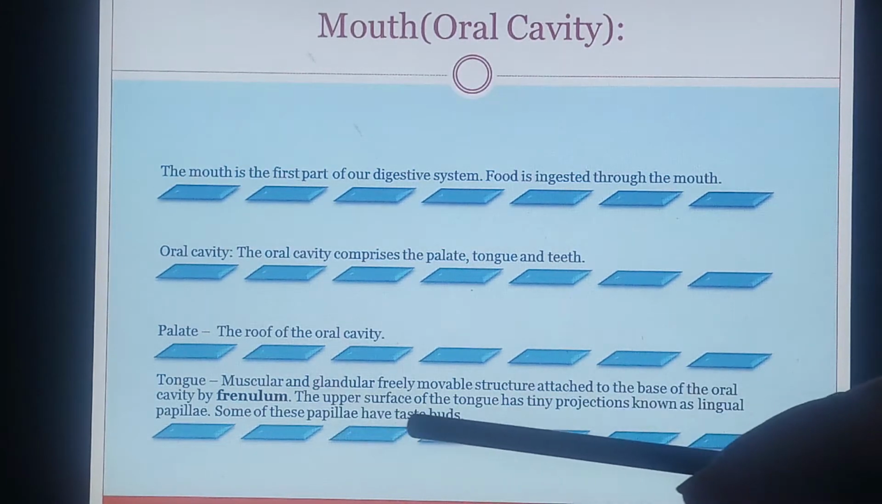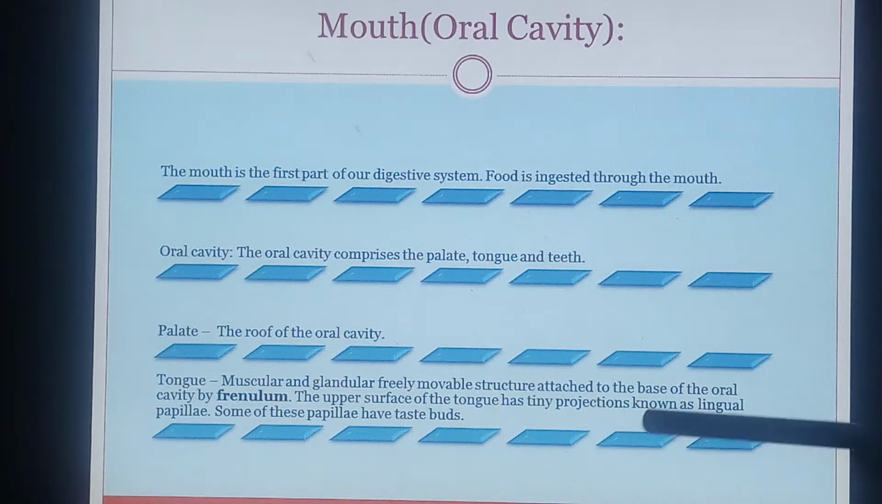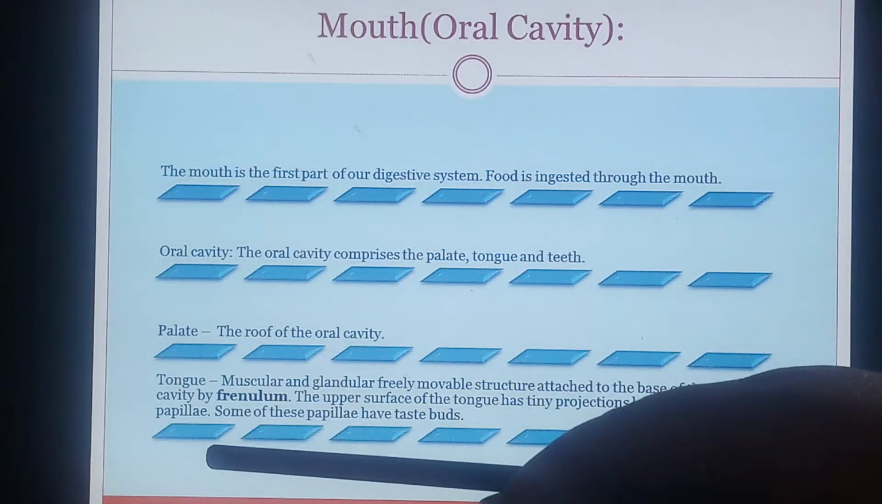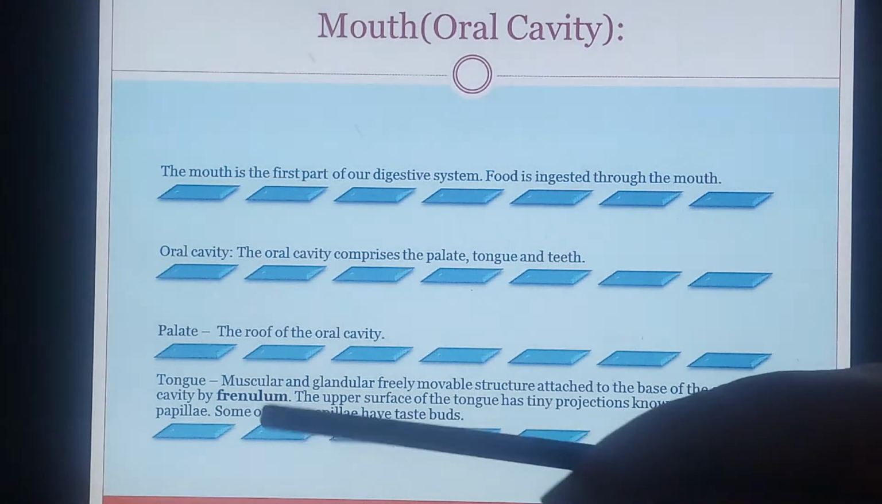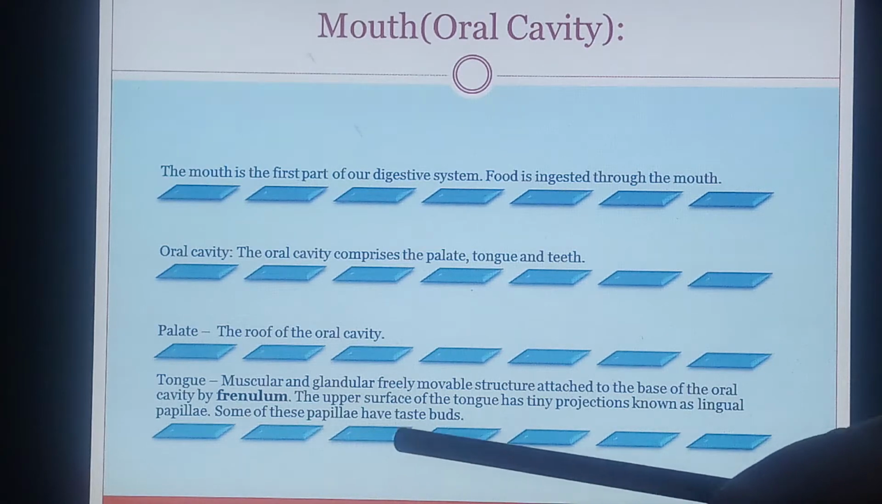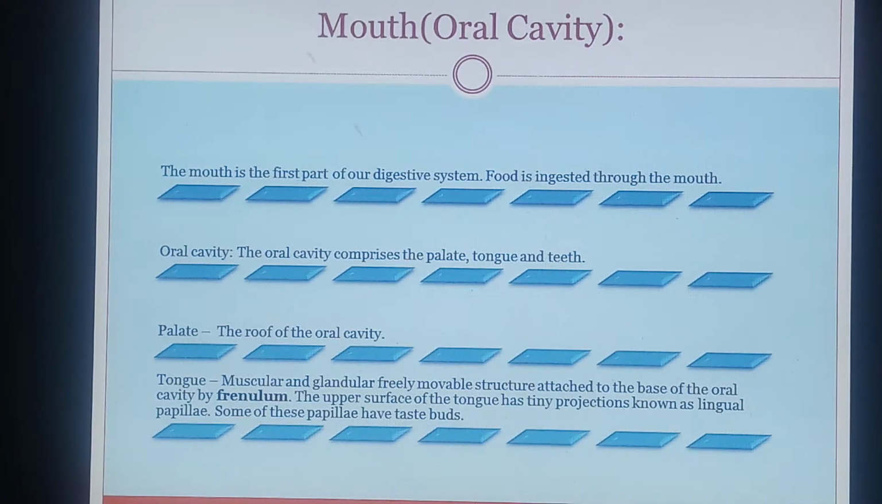Then the upper part of the tongue has tiny projections which we call lingual papillae. Lingual means tongue. Then some of these papillae have taste buds, and we are aware of the different types of taste buds on the human tongue.